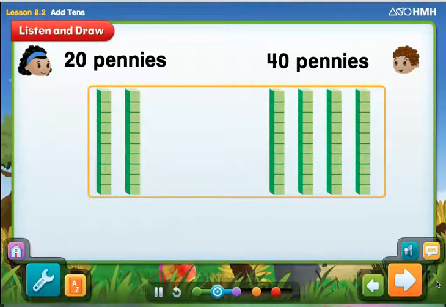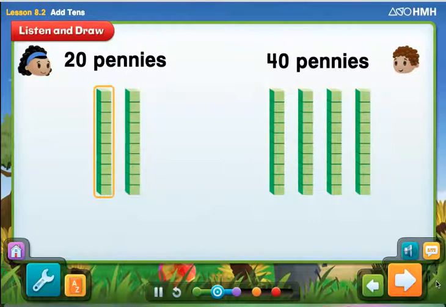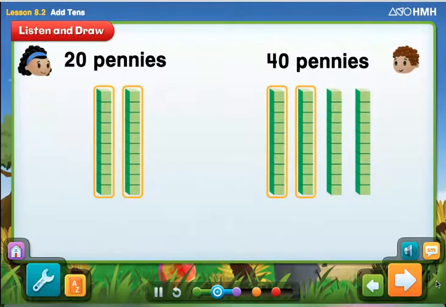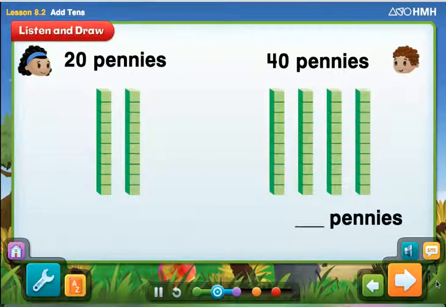How many tens is that in all? One ten, two tens, three tens, four tens, five tens, six tens. So what's the total number of pennies, or what's the value of six tens? Six tens is 60. 20 pennies plus 40 pennies is equal to 60 pennies.